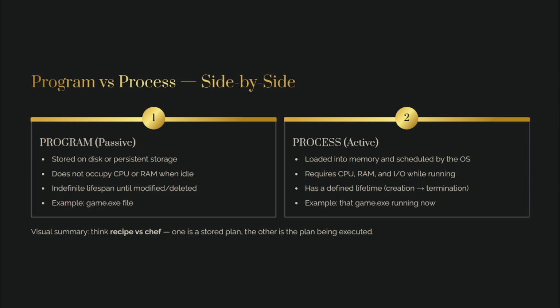Next is process. A process is active, is loaded into memory, needs CPU and RAM while running, and only lasts until it finishes. Same example, but now that game.exe is actually running on your screen. Easy way to remember: recipe versus chef. One is a stored plan, the other is that plan actually happening.